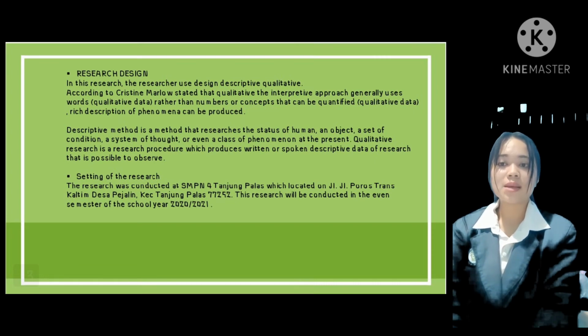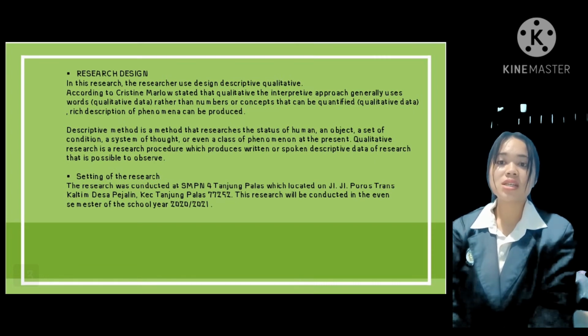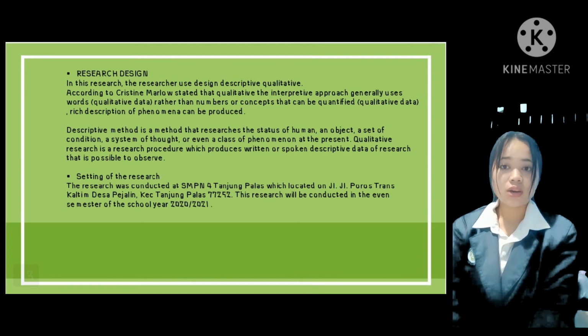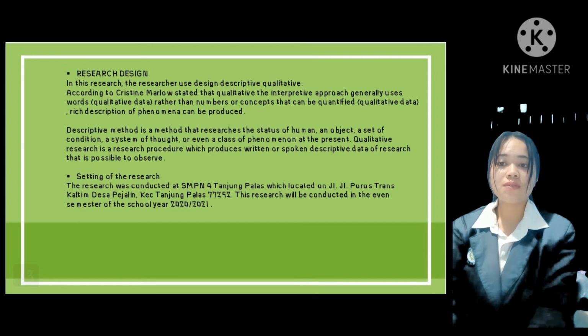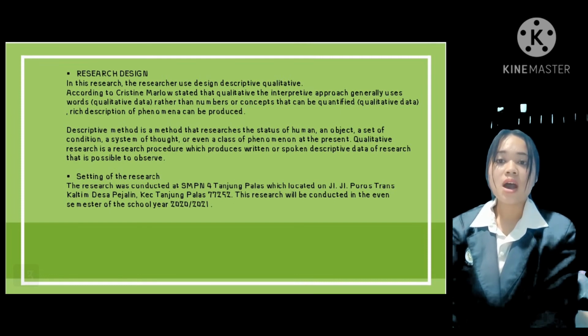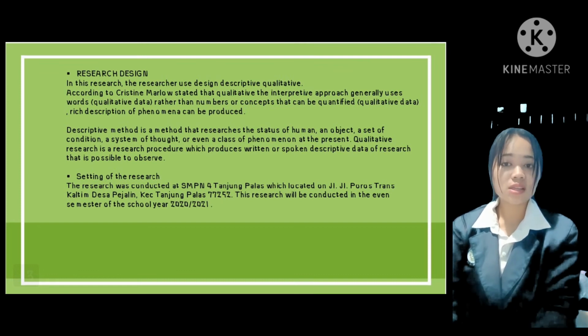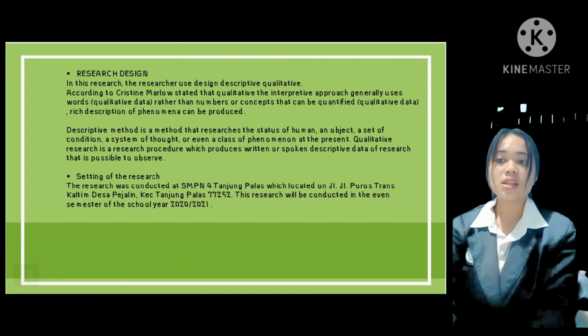Descriptive method is a method that researches the status of a human, an object, a set of conditions, a system of thought, or even a class of phenomena. At present, qualitative research is a research procedure which produces written or spoken descriptive data of research that is possible to observe. Setting of the research.